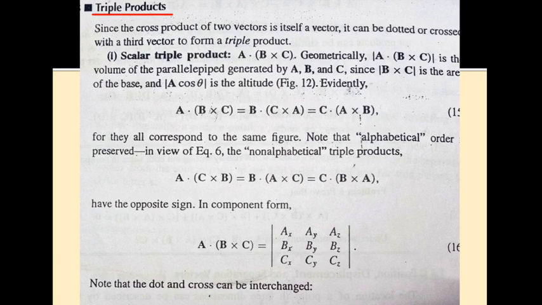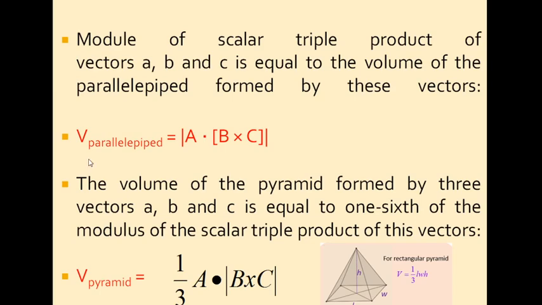Note that dot and cross can be interchanged. That means A dot B cross C is equal to A cross B dot C. That means they are commutative and distributive as well. You can utilize this property to find the volume of a parallelepiped, and with the dimensions of a pyramid, you can find the volume of the pyramid with the same logic.